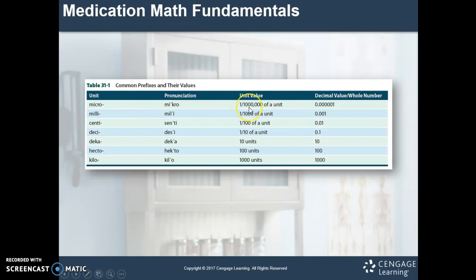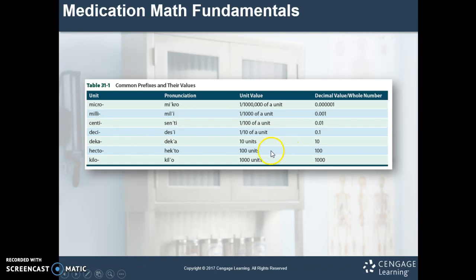Micro is usually 1/1,000,000th of a unit. Milli is 1/1000th of a unit. Centi is 1/100th of a unit. So this is all less than 1. So if you have a centimeter, you have a 1/100th of a unit. Deci is 1/10th of a unit.